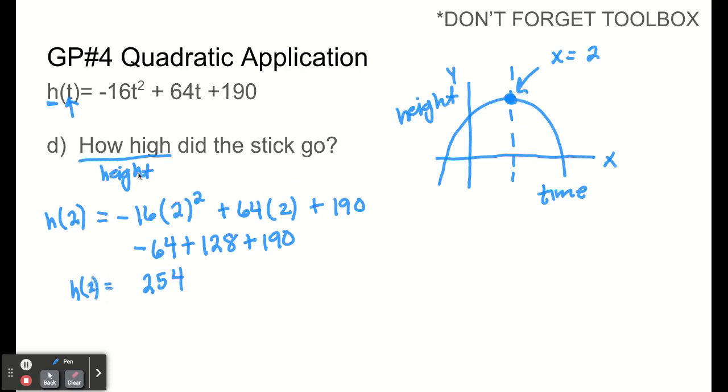But the question is, how high did the stick go? The stick went 254 feet. Went up 254 feet. So that is our application. Make sure that you have toolbox items. This should be a number 4 here. Make sure you have toolbox items for each of the 4 guided practice problems. Again, make sure you're differentiating between the time and the height here. In your practice, make sure that you're drawing a sketch for each of your different questions.